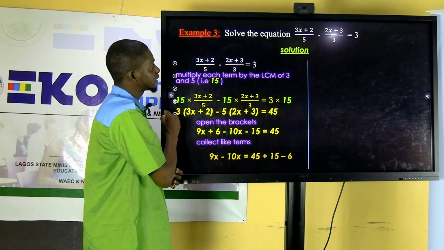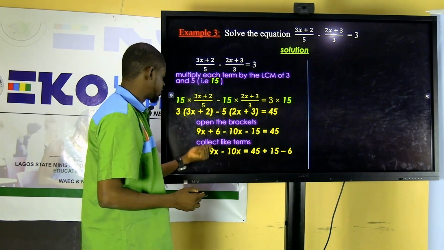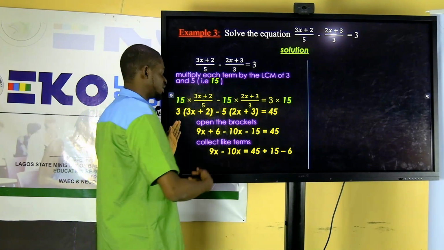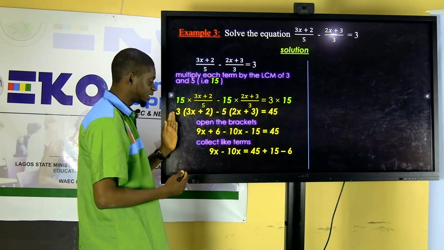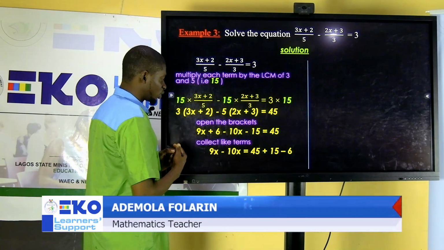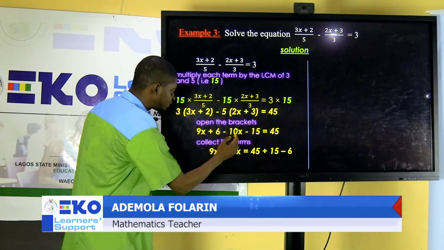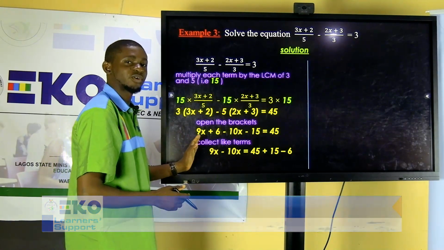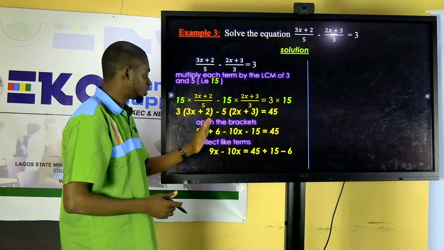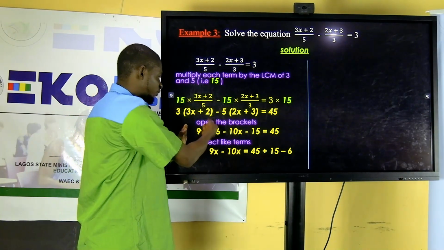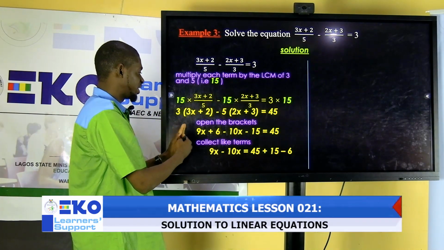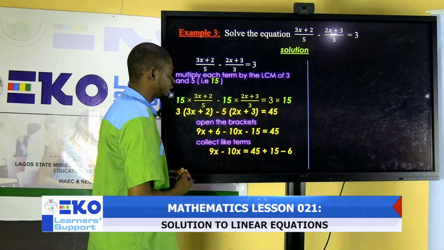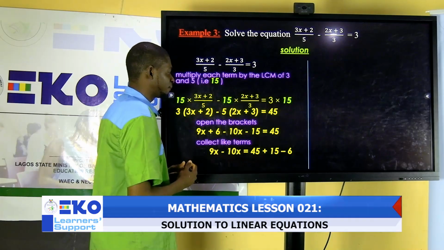So collecting like terms is what we do now. We take 9x, it remains at the left-hand side, since we are not taking it to the other side. So 9x remains 9x. This one, negative 10x, it will remain negative 10x. Why? Because we are not taking it away from the left-hand side. So it will remain there. We are only removing these 6 and bringing them closer here, 9x and negative 10x. However, at the other side of the equal sign, we have 45 remaining there.